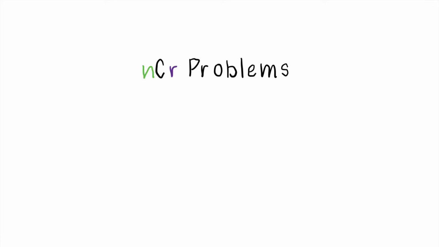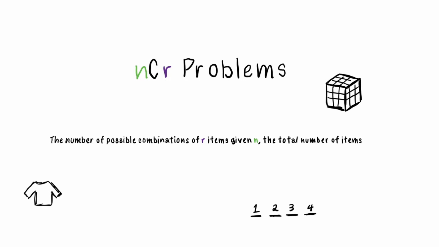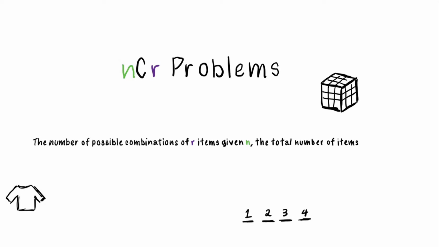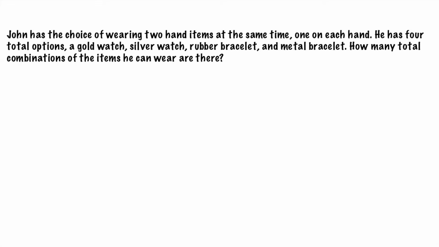So today we're going to be learning how to do nCr problems. Now nCr problems are where you have to find the number of possible combinations of r items given n, the total number of items. So let's start with this problem. John has a choice of 4 different items and he can wear 2 on his wrist at the same time.